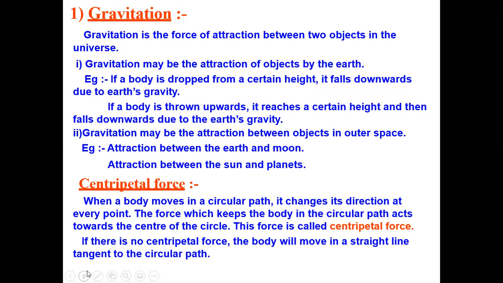Gravitation may be the attraction between the objects in outer space. For example, attraction between the earth and the moon, and attraction between the sun and the planets.